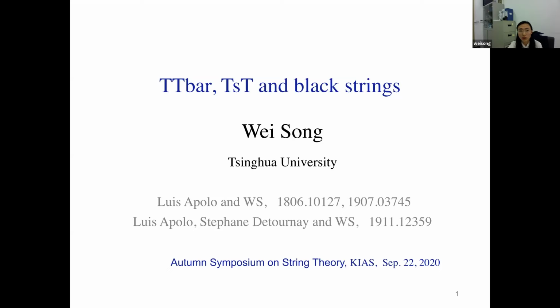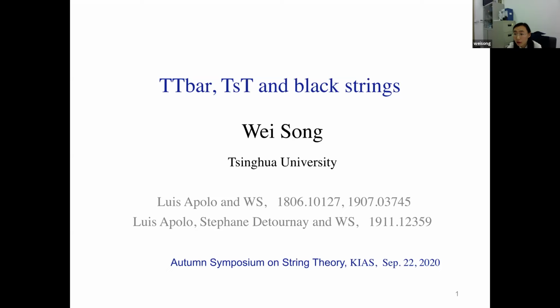So I will first talk about the dual field theory corner. Namely, I will first describe what the TTbar deformation is and what properties it has. And then I will go to the string worldsheet description. And then finally, I will talk about the bulk geometry.